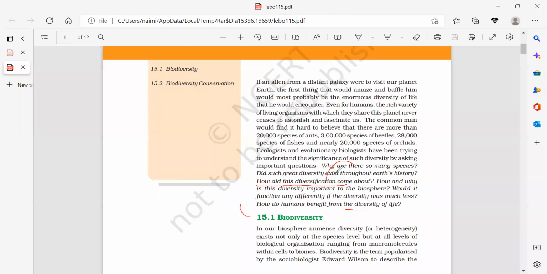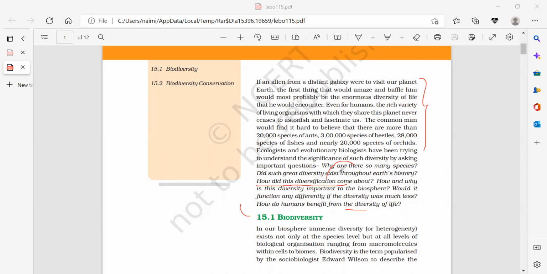So this indicates that there is a lot of biodiversity present on the earth, which is a type of planet. Ecologists and evolutionary biologists have been trying to understand the significance of such diversity by asking important questions. What questions come? Why are there so many species? How do they exist on the earth?